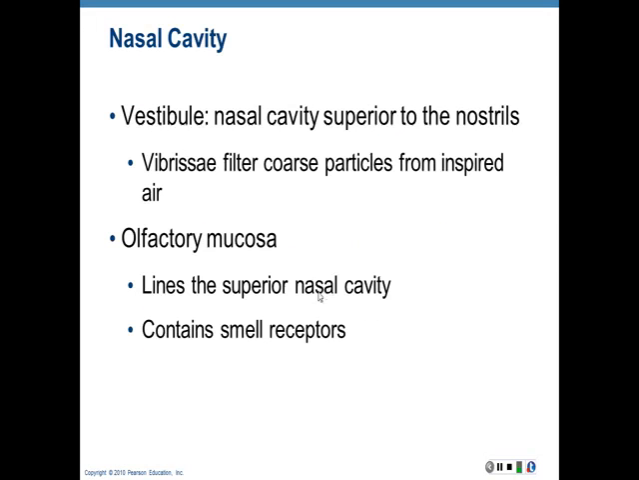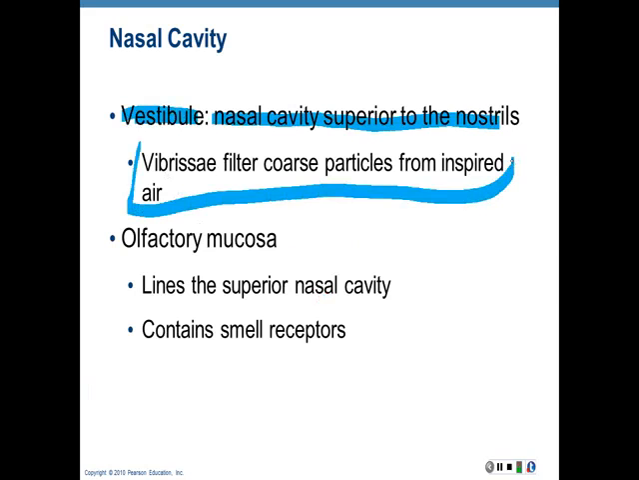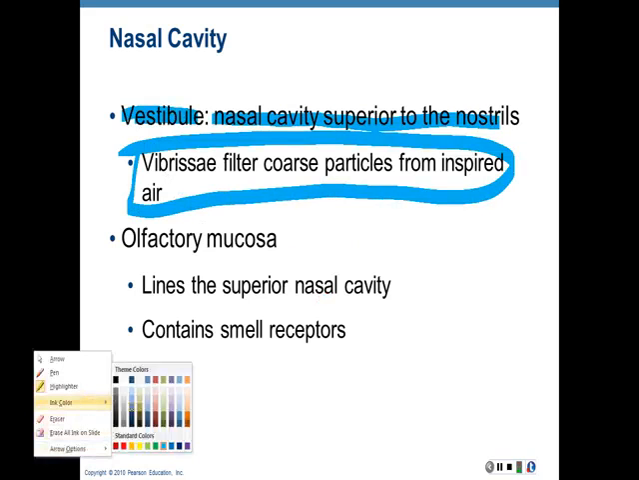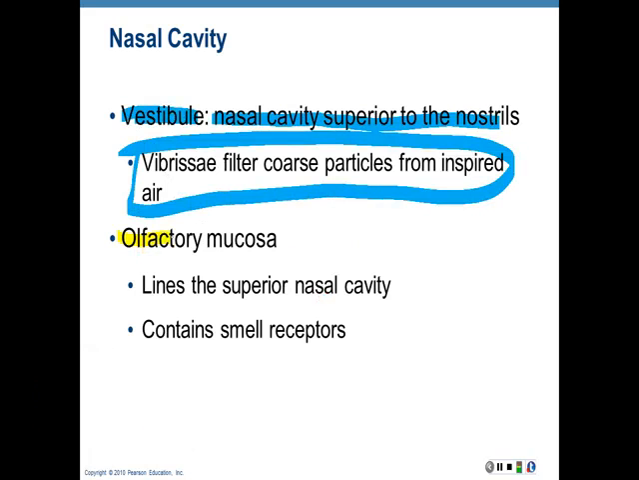So, that's your nasal cavity. And you can do weird things to that. But the nasal cavity has an area known as the vestibule. The vestibule, to put this in a mild, pleasant way, is that area you reach into when you're picking your nose. When you first put your finger inside your nose, that is your vestibule. It's the nasal cavity that's superior to the nostrils. It is lined with vibrissae, coarse hairs that filter large particles out of the airstream.